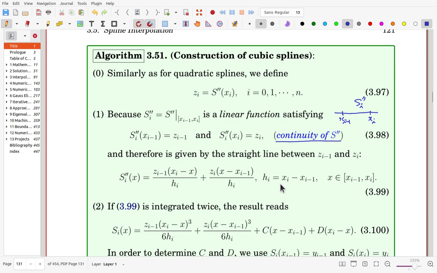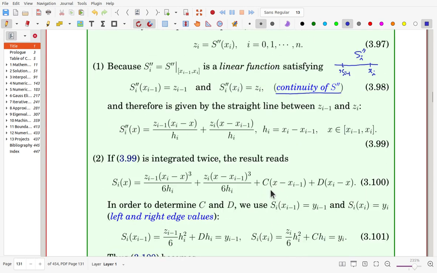Here hi is the interval length. Now, from this equation, we can get Si by integrating twice. After integration, we get an integration constant. And after one more integration, the extra term must be a linear function. Now, we write down the linear part in this way. And here we have to decide C and D.